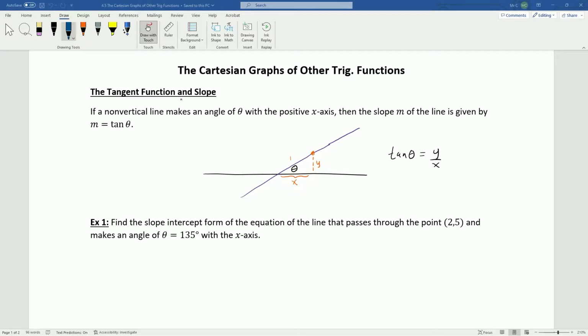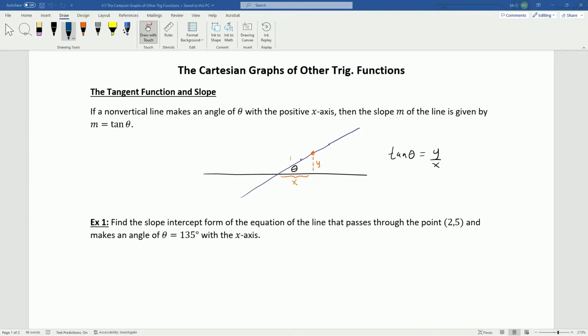and that's the relationship between the tangent function and the slope of a line. So if a non-vertical line makes an angle of theta with the positive x-axis, then the slope m of the line is given by m equals tangent of theta. So this is pretty straightforward.